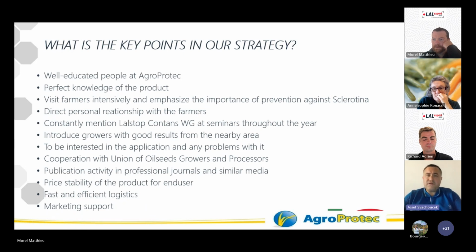Cooperation with the Union of Oilseed Growers and Processors. This organization has influence on the farmers, and it is good to cooperate with them on trials, seminars, and other actions. Publication activity in professional journals and similar media has great importance when the incidence of sclerotinia is high in a given year.